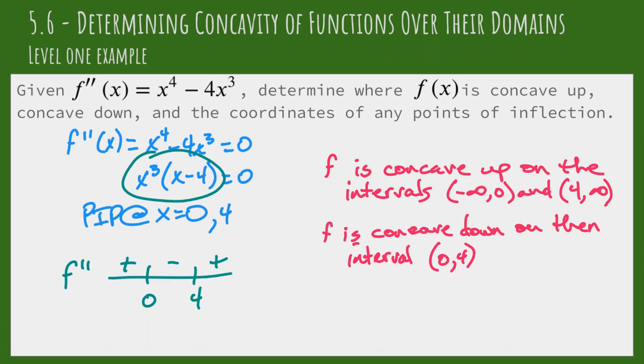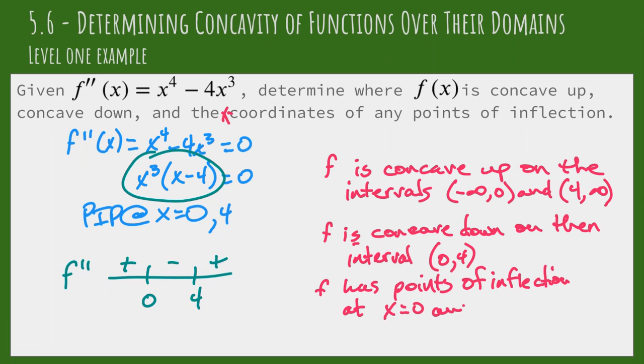And then the last part, this is the same problem we had in the last example. If we want to know the coordinates of any points of inflection, we can't answer that because we don't know what f of x is. So all we can answer here is the x coordinates of any points of inflection. And f has 2 points of inflection because the concavity is changing at both 0 and 4. So f has points of inflection at x equals 0 and x equals 4.